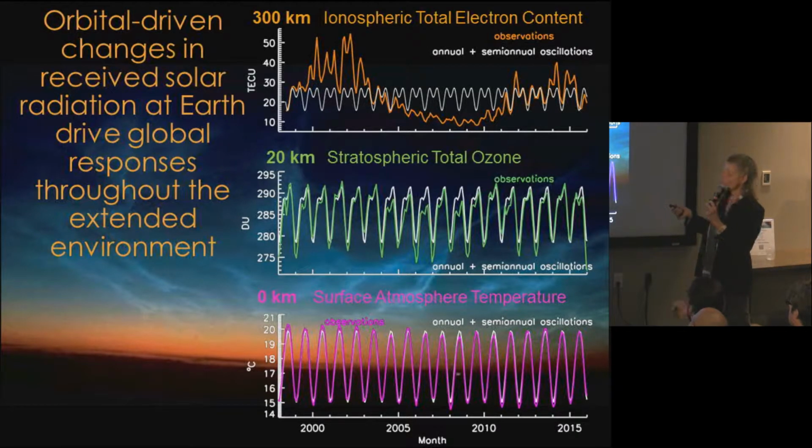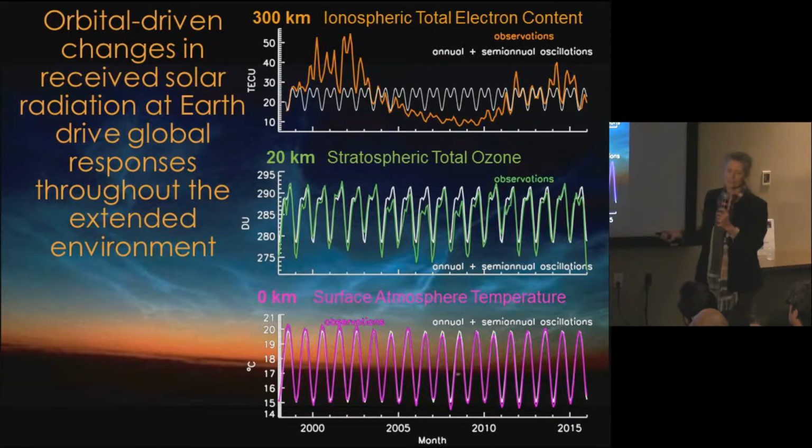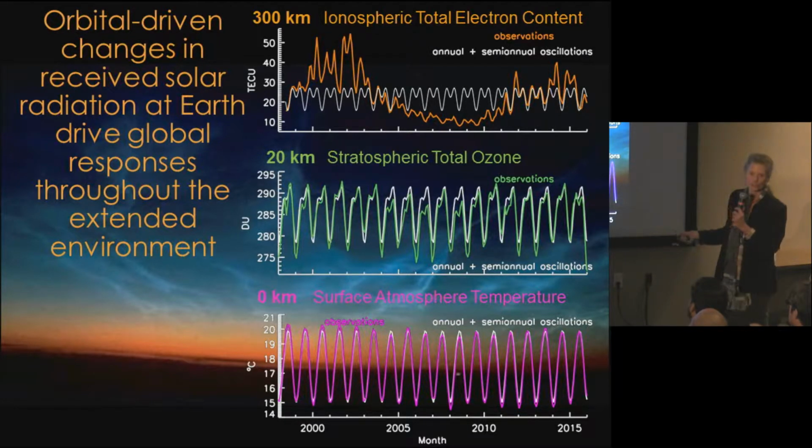So this is the orbital-driven changes in received solar radiation. When I say received solar radiation, what I mean is the radiation received from the sun because of the orbital changes, not because of solar activity. If we start down at the surface, remember I told you that when you see Earth's surface temperature changes, it's a deseasonalized anomaly. This is what the temperature changes at Earth's surface look like if you don't take out the seasonal variation. There's a dominant annual cycle. This is global temperature, and when we talk about climate change, we're talking about the deviations from this.